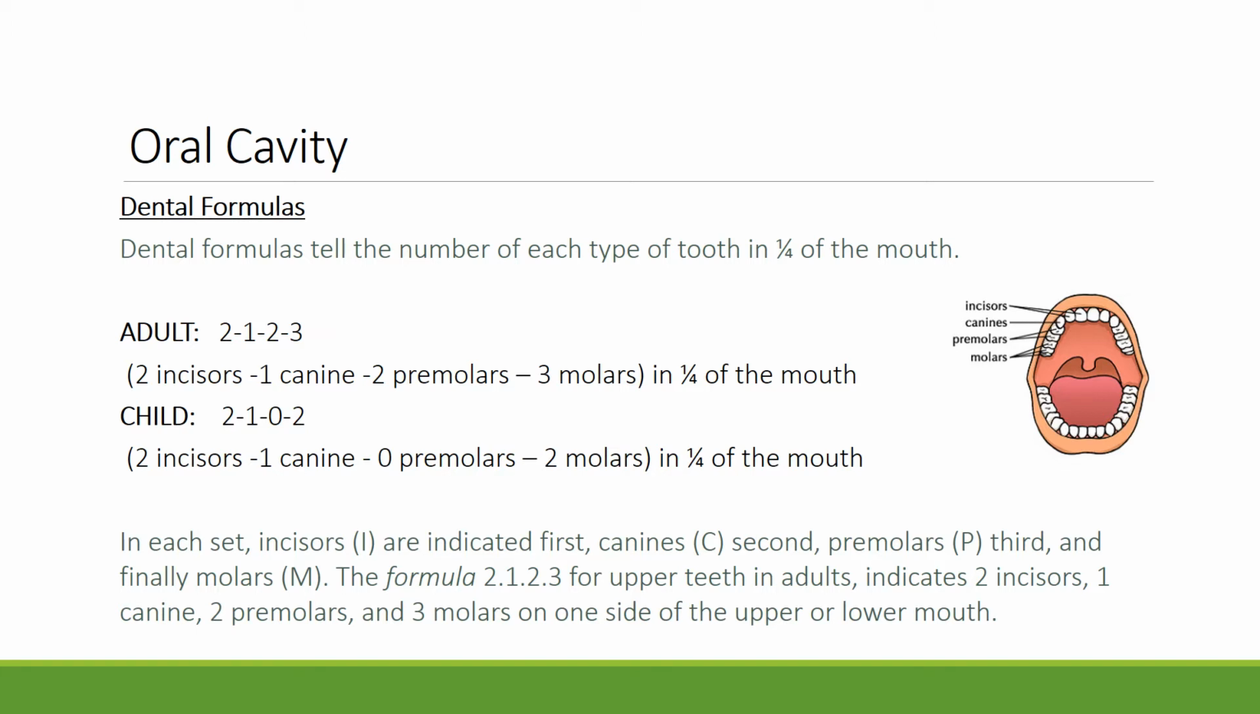So in order to calculate how many teeth there are, you would need to multiply that number by 4. So in the case of an adult, 2 incisors times 4 means an adult has 8 incisors. 1 canine times 4 means an adult has 4 canines. 2 premolars times 4 means an adult has 8 premolars, and 3 molars times 4 means an adult has 12 molars.